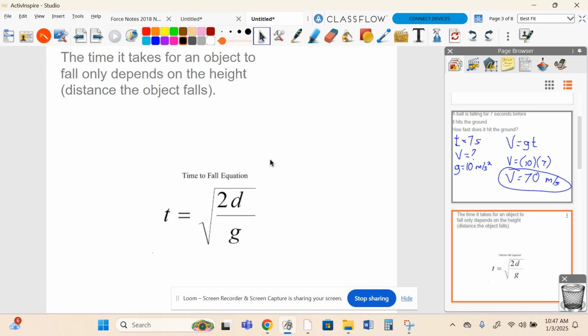The time it takes for an object to fall depends on only the height at which the object is above the ground. To solve for the time, we take the square root, and everything is inside of the square root. That means that you're probably better off doing everything inside the square root, getting that number in your calculator, and then taking the square root of that number. Now let's go ahead and go over the example problems.